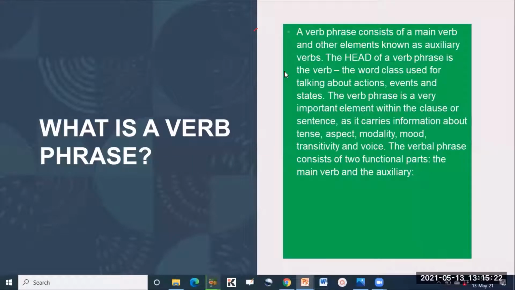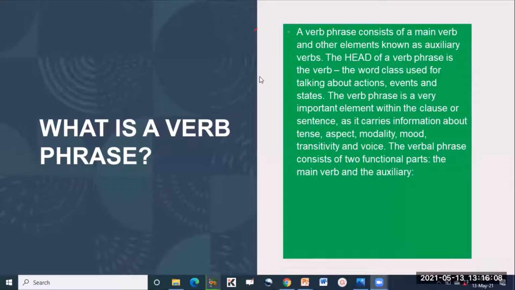So here we are going to look at what a verb phrase is. A verb phrase consists of a main verb and other elements known as auxiliary verbs. The head of a verb phrase is the verb, the word class used for talking about actions, events, and states. The verb phrase is a very important element within the clause or sentence as it carries information about tense, aspect, modality, mood, transitivity, and voice.